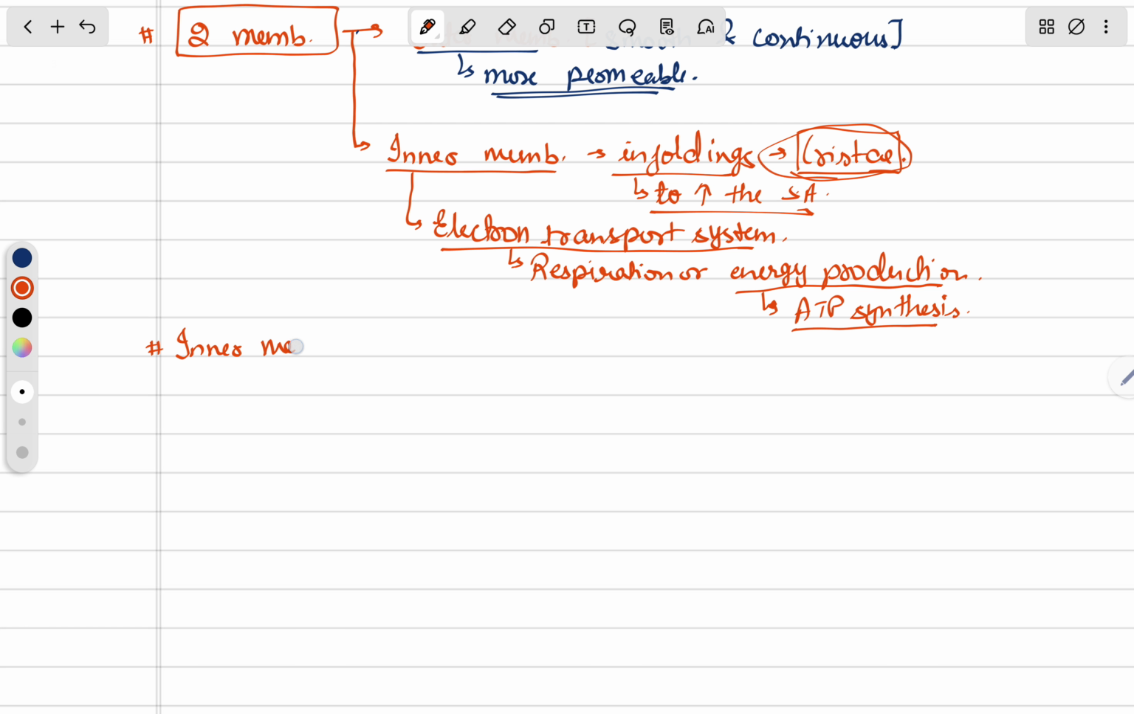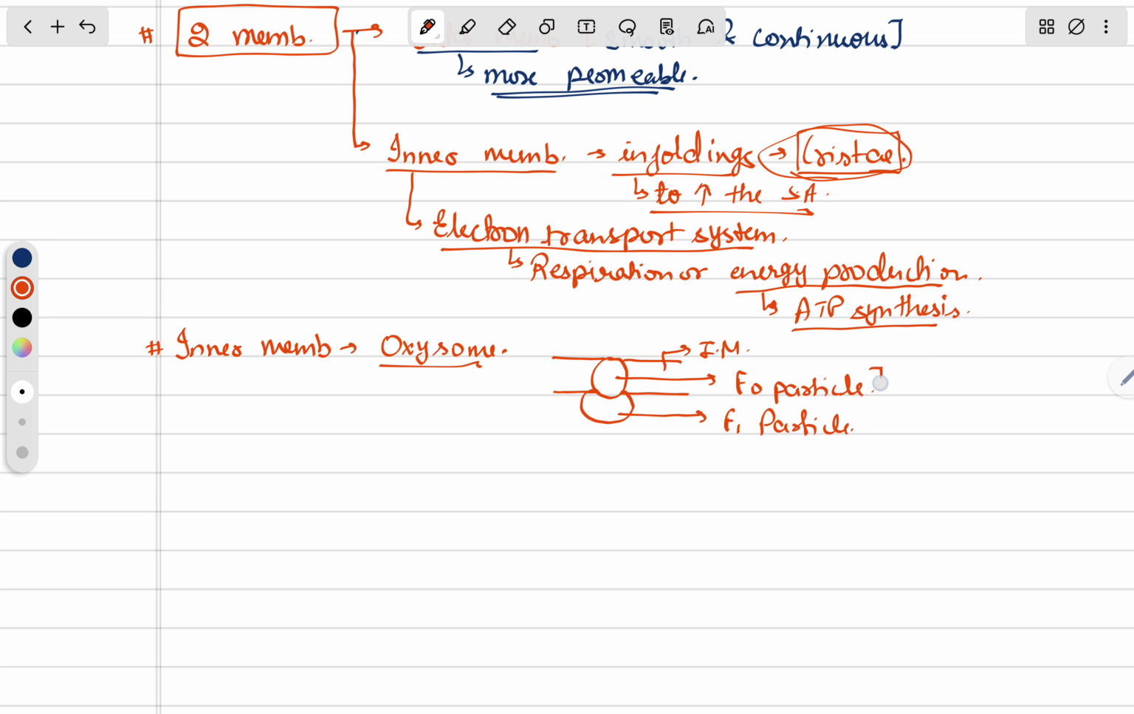This inner membrane has a racket-like structure, that is the oxysome. Now, this oxysome has two components. Suppose that is the inner membrane of mitochondria. This is the inner membrane of mitochondria and this structure is the oxysome. This component is termed as the F naught particle, and this is the F1 particle. Both form the ATP synthase complex, right?